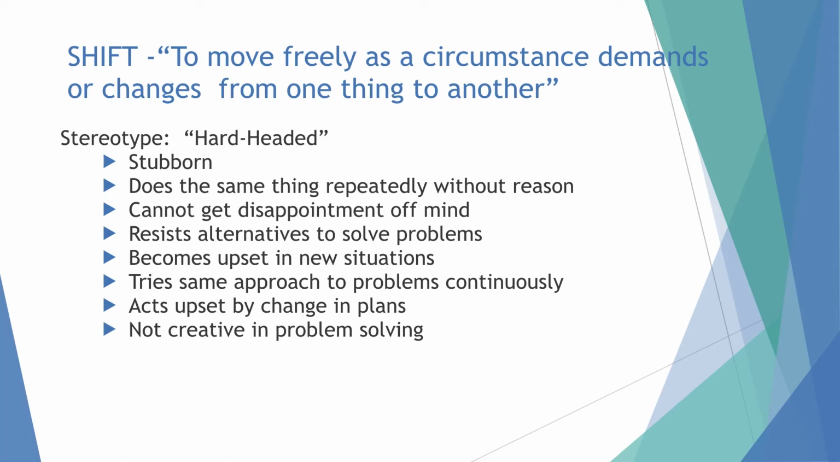Okay, a second executive function skill has to do with shifting. And being able to shift is to move freely as a circumstance changes or demands from one thing to another. So these are our kids that we think are kind of hard-headed. They only look at things in one way, but they have a difficult time shifting. So oftentimes the shifting is very difficult between a preferred and a non-preferred.